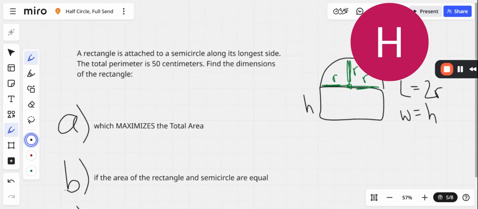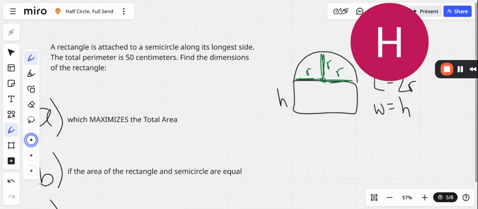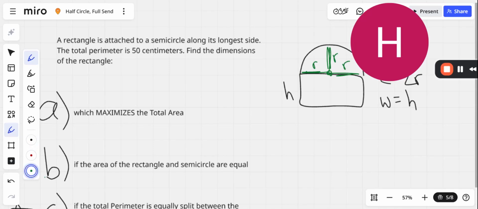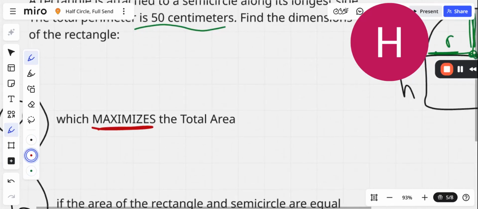All right. Let's look at some more description here. For all of these problems, the total perimeter is 50 centimeters. We want to find the dimensions of the rectangle specifically, so we're looking for L and W. We're given this nice constraint, 50 centimeters, and we want to maximize the total area.